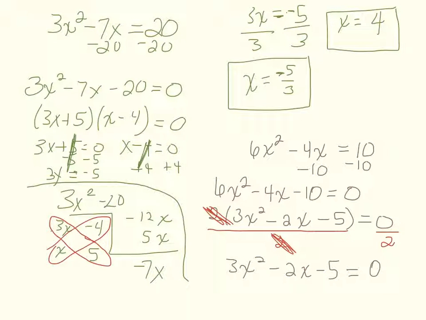0 divided by anything is just 0. So I've eliminated that factor of 2, and it's going to make my equation a little easier to solve because I'm not going to be dealing with such big numbers. But let's see if we can factor this now. Probably going to need the z box because I have that 3 in front of the x squared. So let's go on to another slide.